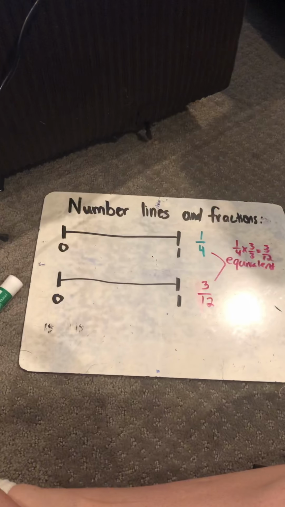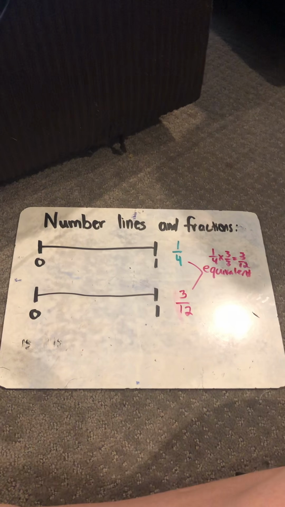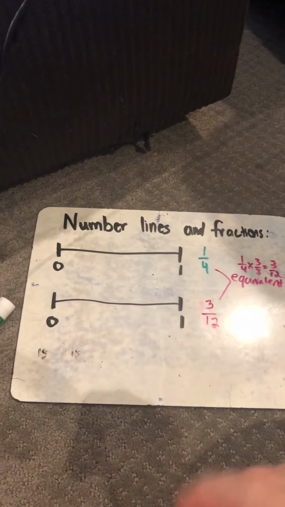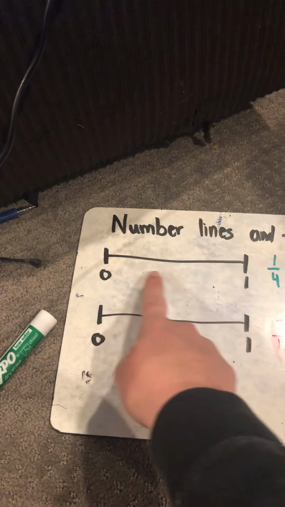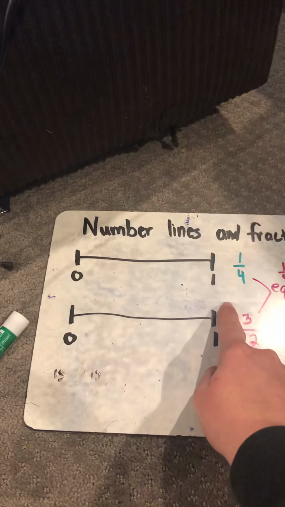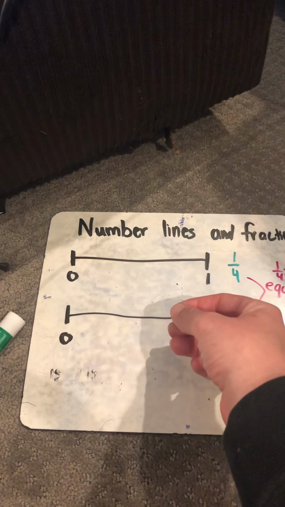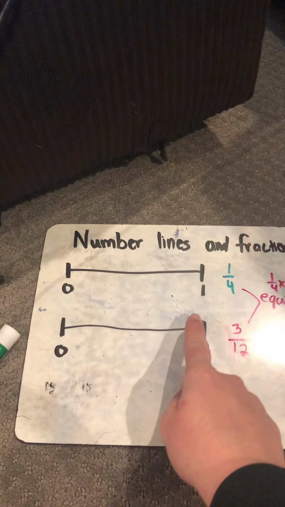So today we're doing a really quick mini lesson on number lines and fractions. First thing we need to make sure of, when we do number lines for fractions, is that you place a 0 on the left hand side and a 1 on the right hand side, because a fraction is part of one whole, so it is less than 1.